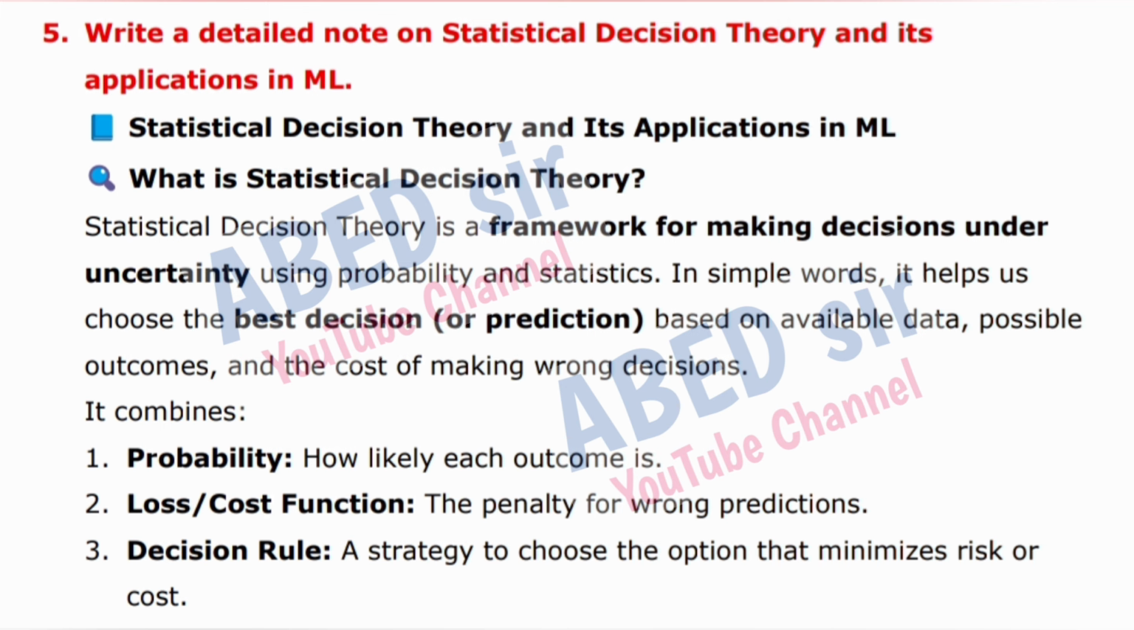Statistical decision theory is a framework for making decisions under uncertainty using probability and statistics. In simple words, it helps us choose the best decision or prediction based on available data, possible outcomes, and the cost of making wrong decisions. It combines 1. Probability, how likely each outcome is. 2. Loss, or cost function, the penalty for wrong predictions. 3. Decision rule, a strategy to choose the option that minimizes risk or cost.